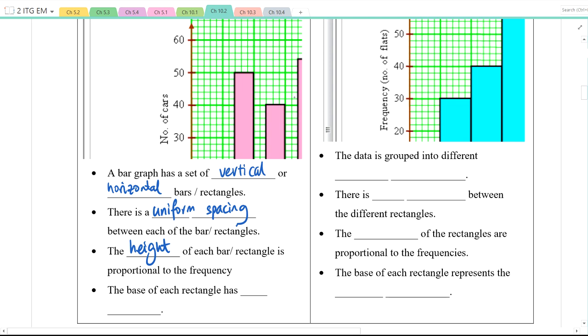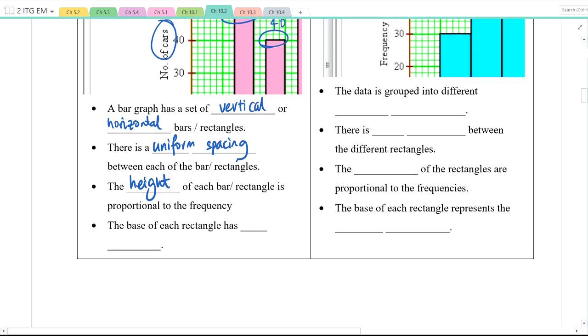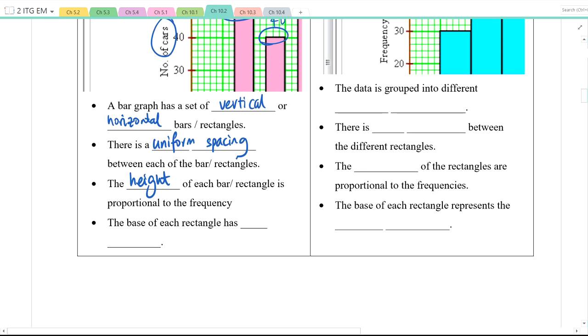For the first bar in January, according to your notes, we've got a frequency of 21 cars. In February, which corresponds to this one, there's a frequency of 50. Then we have a frequency of 40 over here. Frequency simply means the number of times, in this case the number of cars, and the base of each rectangle has no meaning.